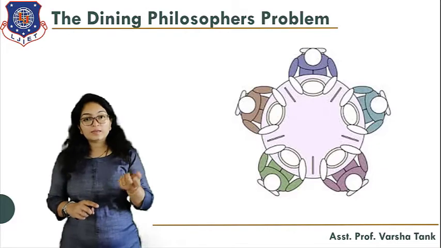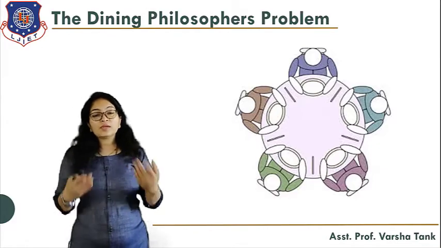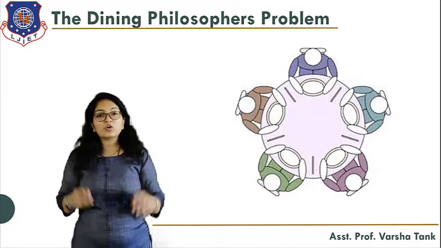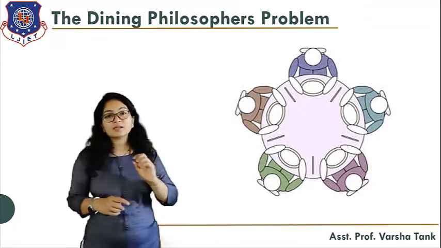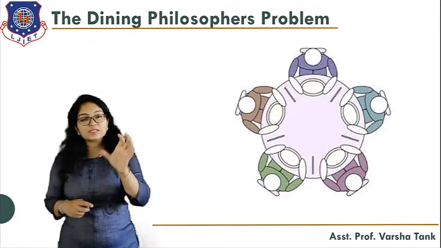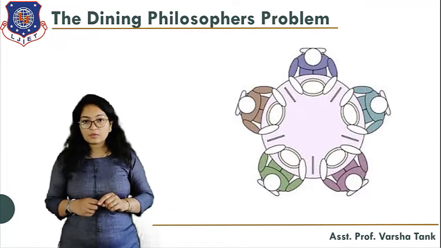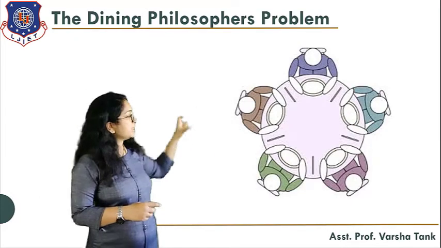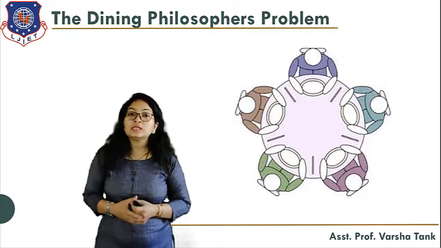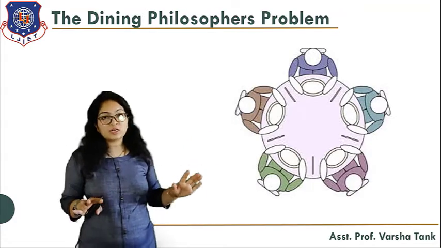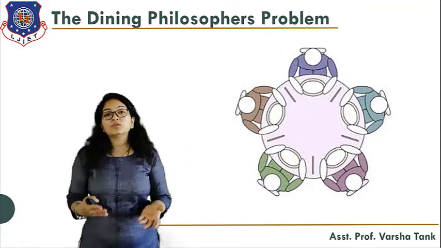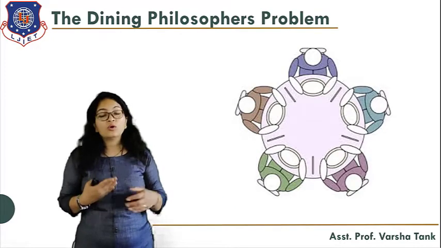Till now we have taken examples with only 1 critical section. Here 5 different critical sections are there, that means 5 chopsticks. So those 5 chopsticks are the critical sections in this dining philosopher problem. The bowl is not the critical section. Right now we are taking that each philosopher has their own bowl, their own meal.